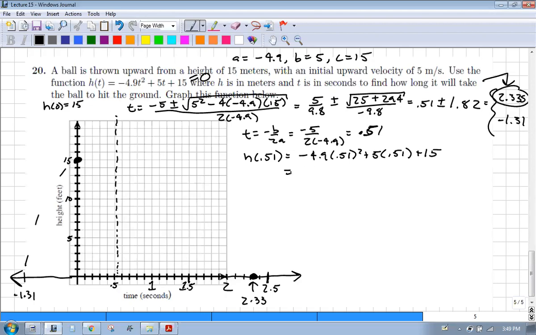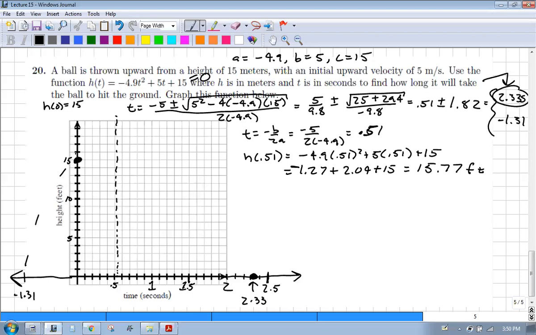All right, let's see, we got 0.51 times 0.51 times 4.9. This is 1.27. And then 0.51 times 4, so 2.04. 15. Oh, and this one's negative. So 2.04 plus 15 minus 1.27 is 15.77 feet.